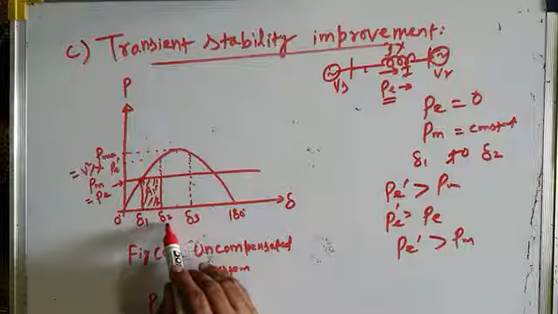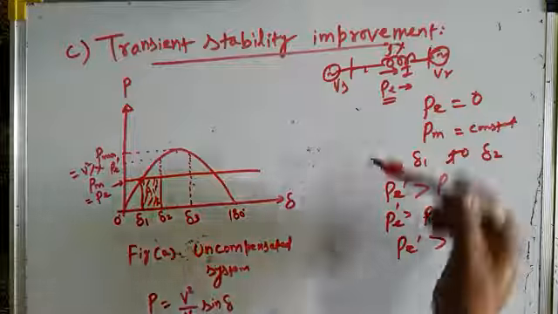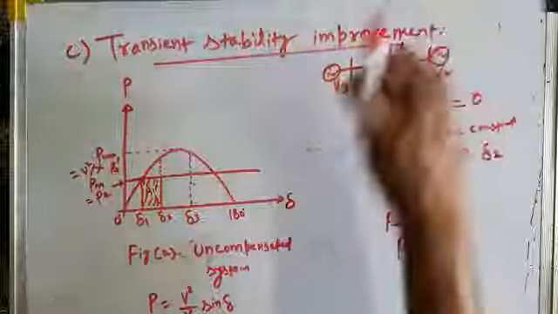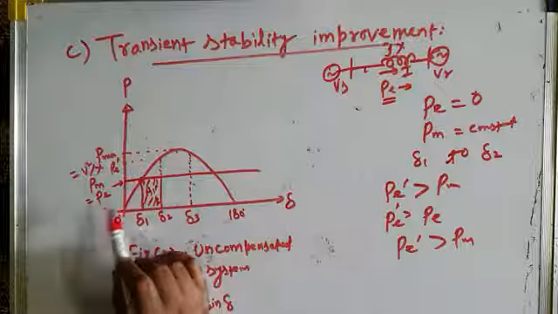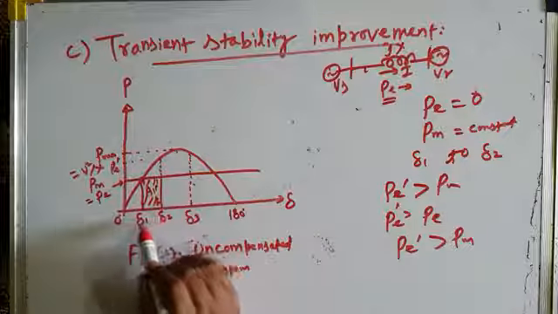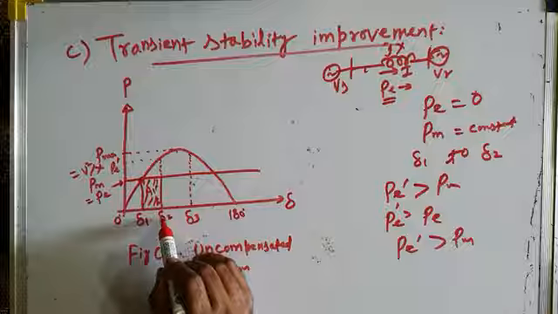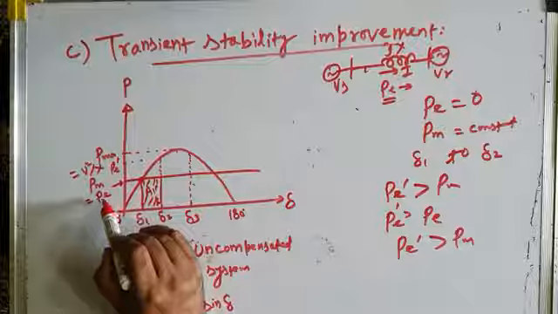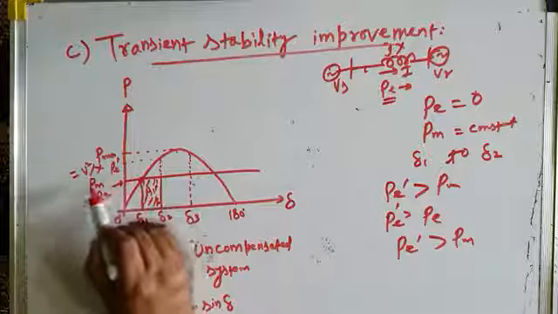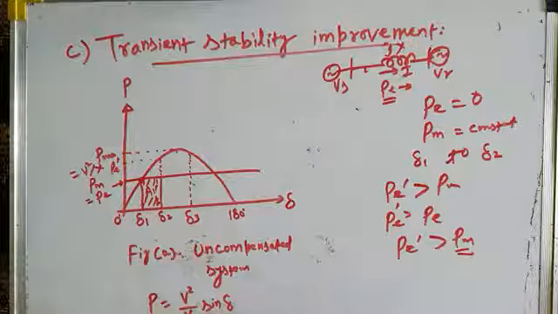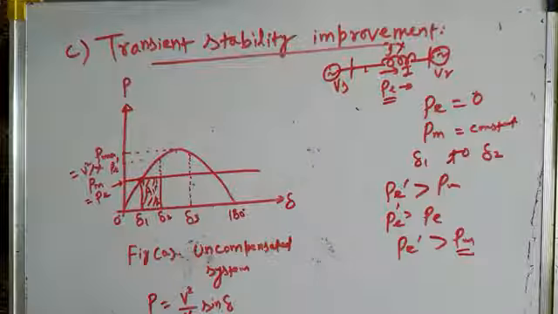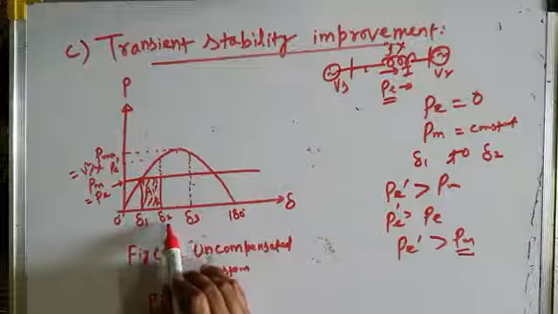As soon as delta becomes equal to delta 2, the fault is cleared, the line is reconnected, and power transfer again takes place. Now how much power will be transferred over the line? It will not be PE, it will be higher, because now your system is not operating at delta 1, it is operating at a higher transmission angle delta 2, corresponding to which the power transmitted over the line is not PE, it is PE dash, which is greater than PE, and hence greater than the mechanical input power. Since the electrical power transferred over the line is more than the mechanical input to the generator, the machine starts decelerating, and delta keeps on increasing from delta 2 to delta 3.